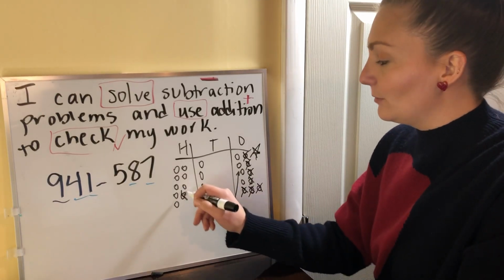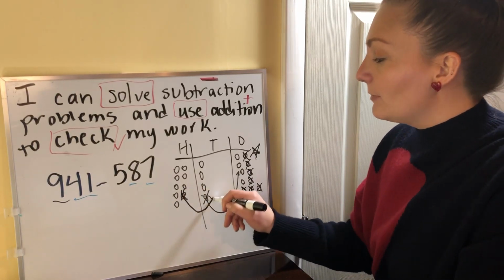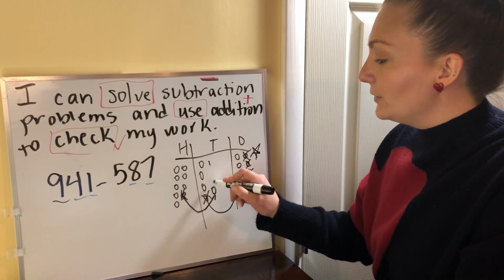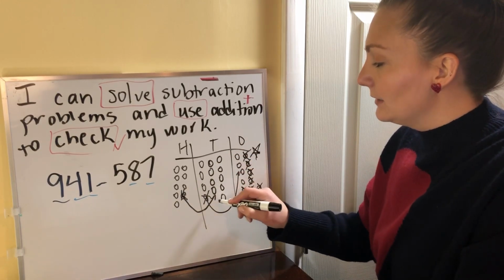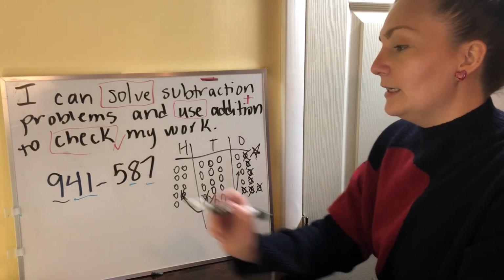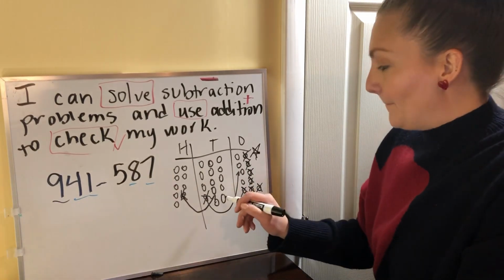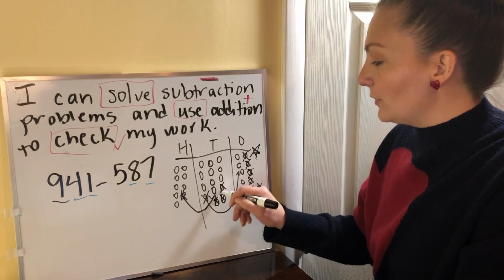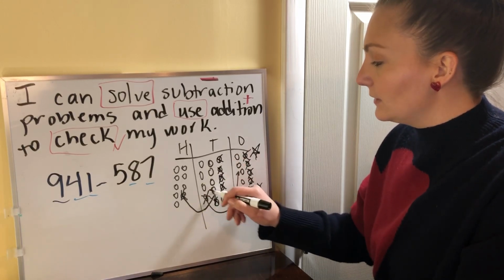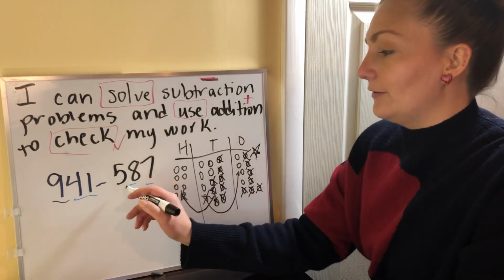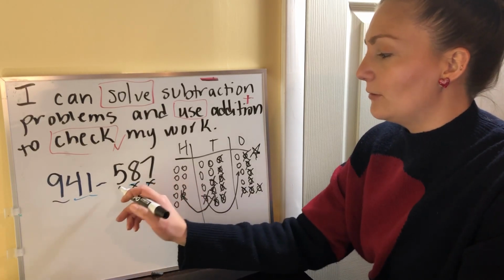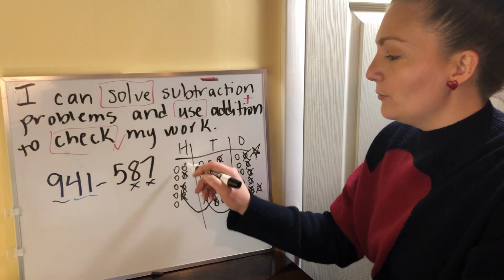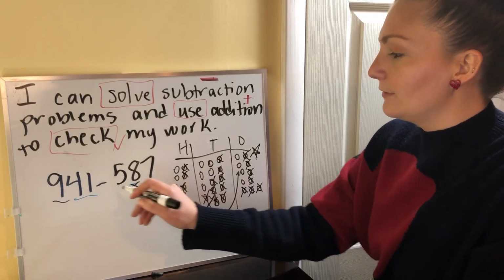I cannot. So I'm going to unbundle and borrow and be really clear here. 1, 2, 3, 4, 5, 6, 7, 8, 9, 10. Now can I take away the 8 10s? I can. 1, 2, 3, 4, 5, 6, 7, 8. And now I have to take away the hundreds. So I've taken away the ones, I've taken away the 10s, now I have to take away the hundreds. 1, 2, 3, 4, 5.